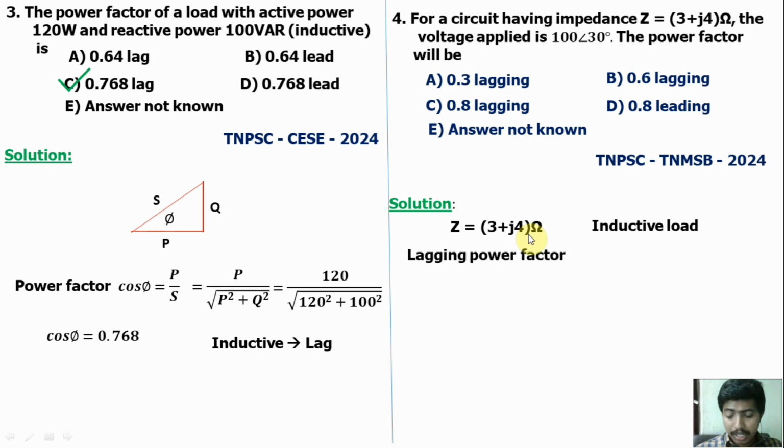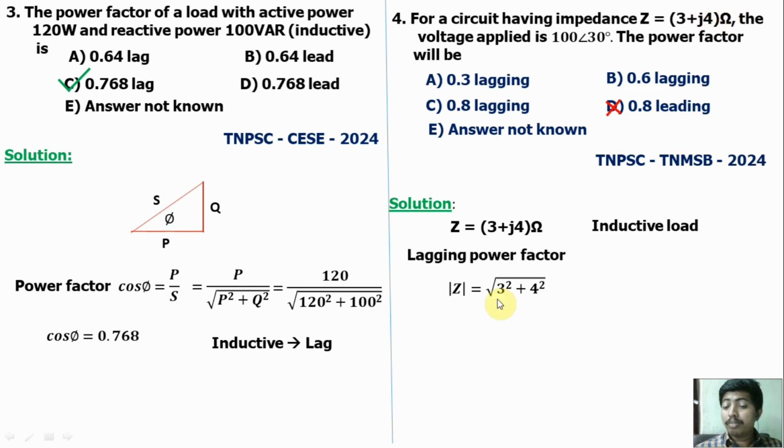Okay. So option D is wrong, because it's given as leading. If XL minus XC is negative, it means capacitive. Here XL minus XC is plus 4, positive. So inductive. Next, we know the impedance triangle. Based on the impedance triangle, power factor cos phi is equal to R by Z.